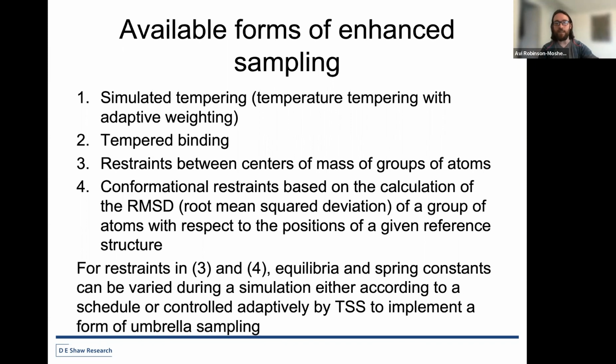For the restraints in points 3 and 4 above, the equilibria, the target distances, and the spring constants can be varied during a simulation. You can either do this programmatically, like let's say we want to pull something out over time, or you can have them be adaptively controlled by TSS, which lets you do a form of umbrella sampling. You might say, what is the free energy of being a particular distance away between a group of atoms, or something along those lines. So that's a way to get umbrella sampling in the context of TSS.